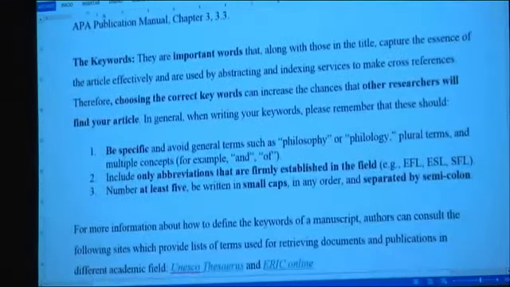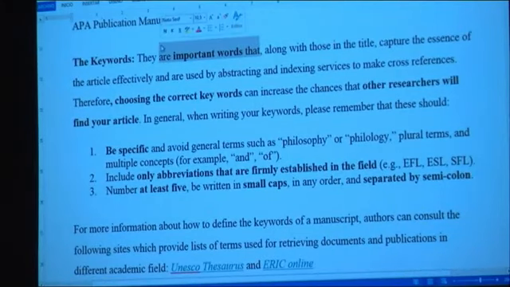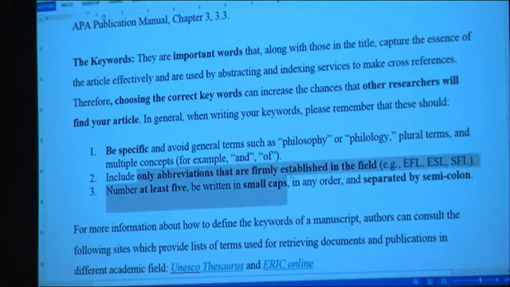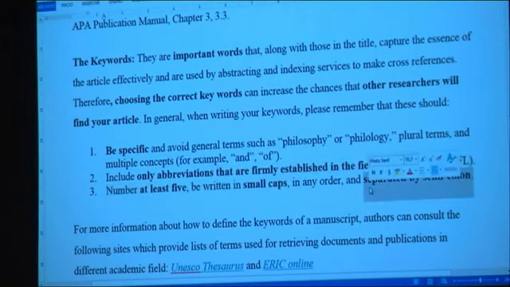Keywords, important words as the name says, choosing the correct ones so that other researchers will find your article. Be specific, avoid general terms, such as philosophy. Philosophy is such a general term that it is nothing. Include only abbreviations that are firmly established in the field, EFL, ESL, what we were talking about. Number at least 5, small caps, remember, no capital letters, separated by semicolon. This is the general tendency, the general option, semicolon.